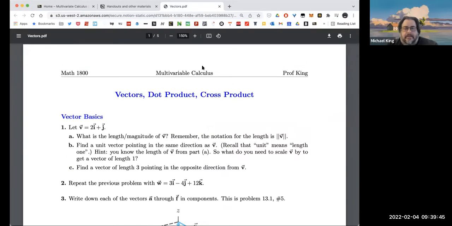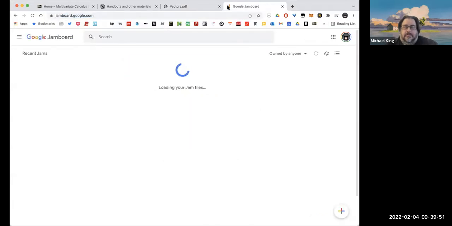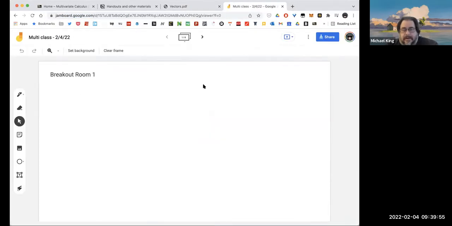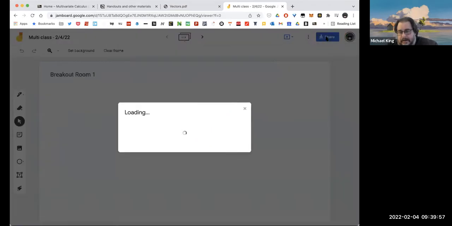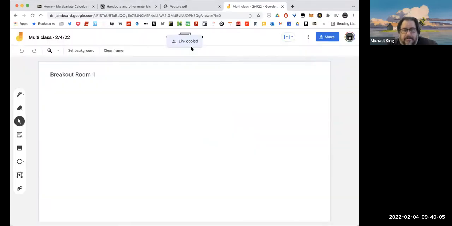I also have a Jamboard. I lost all these web pages that I had. Let me just go to Jamboard. I just made a Jamboard for today. I think we did this once last week, when we were online. Let me put this in the chat so you can open this Jamboard up.